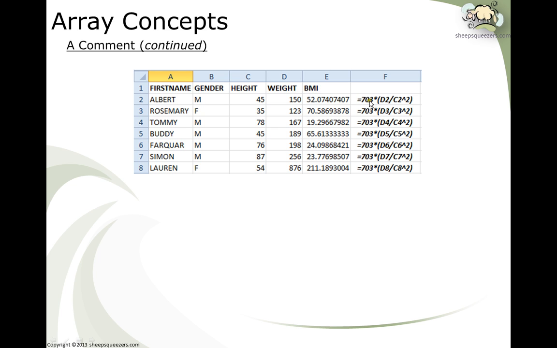And in column F, I've put in a text string of what each one of the formulas in column E looks like. So in column E, it's basically equals 703 times D2 divided by C2 squared. And then Excel would actually perform that calculation, write out the 52.07, and then move on to the next row. And it would say, oh, it's 703 times D3, which is 123, divided by C3 squared, or 35 squared, write out the 70.58, and then move on to the next row, and so on and so forth. This formula in this row doesn't know about the formula in the previous row, and so on and so forth.